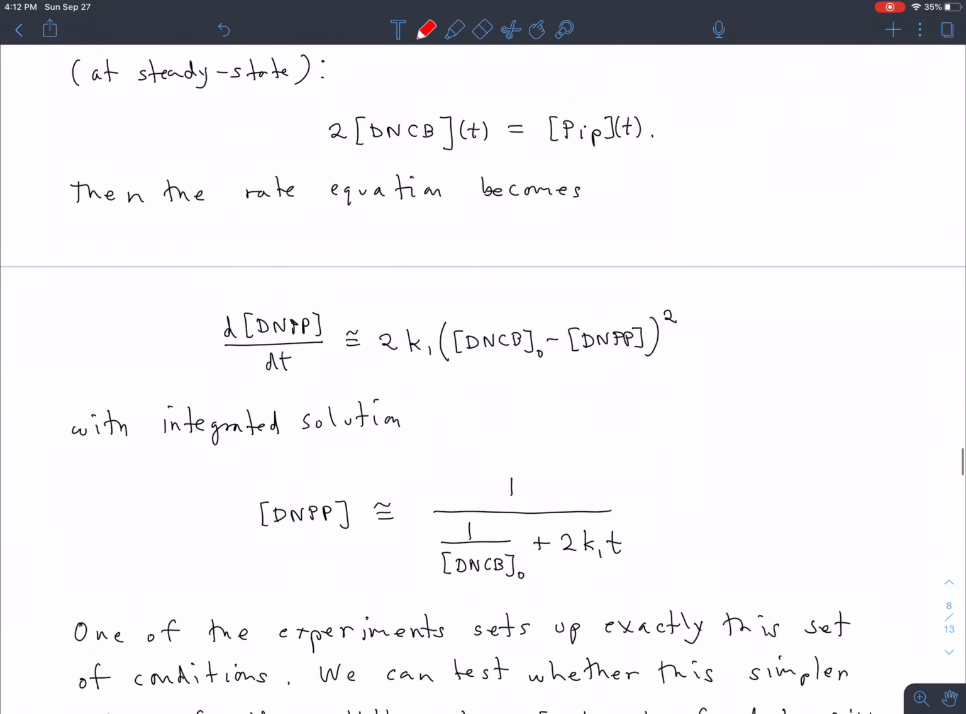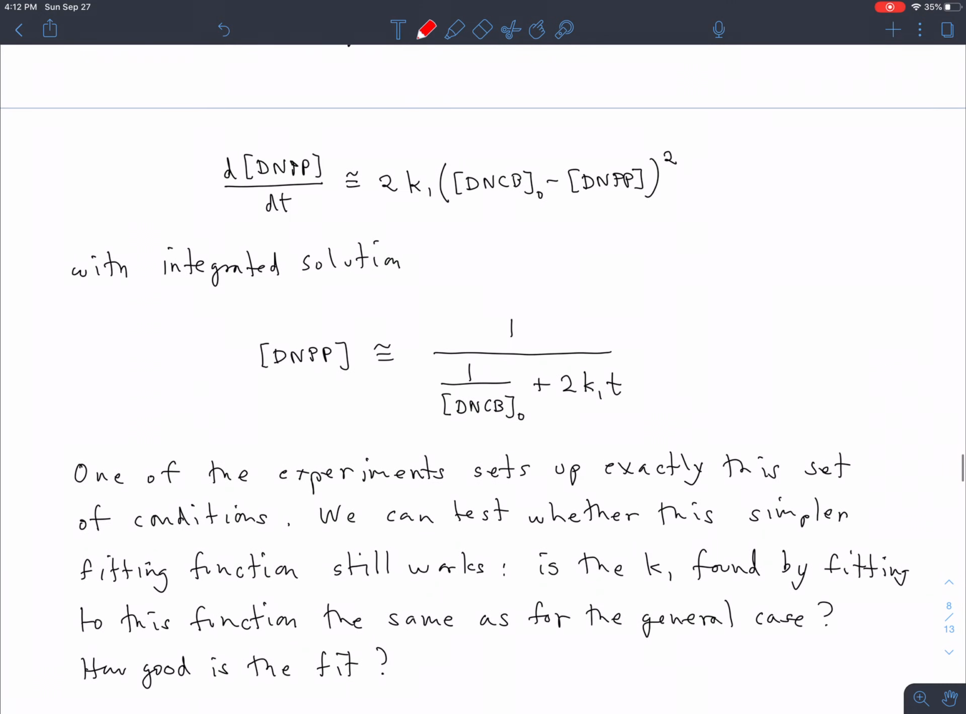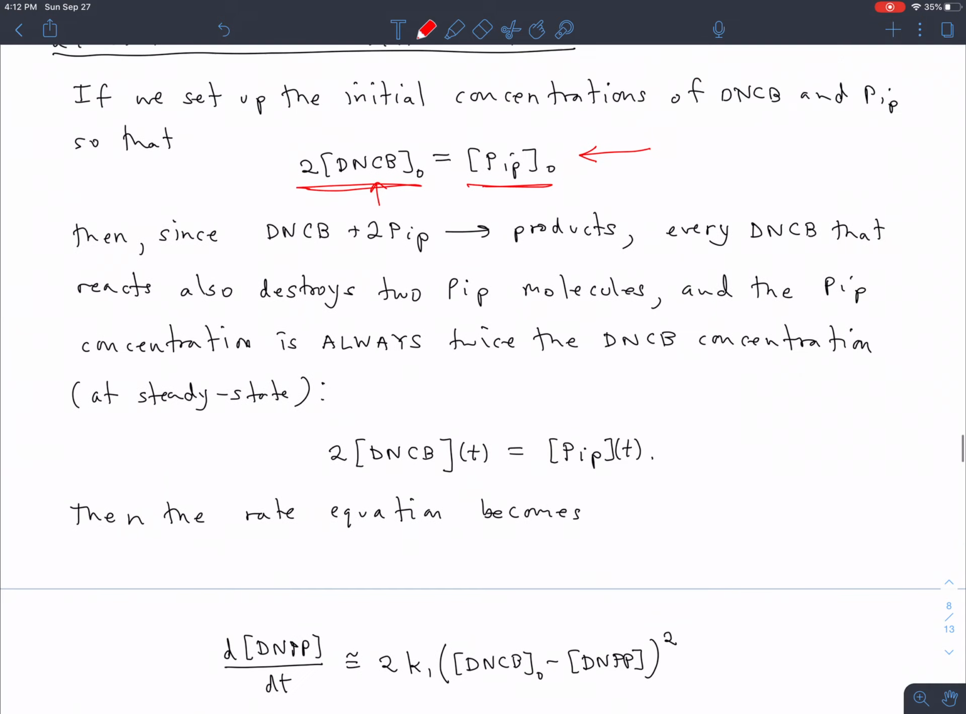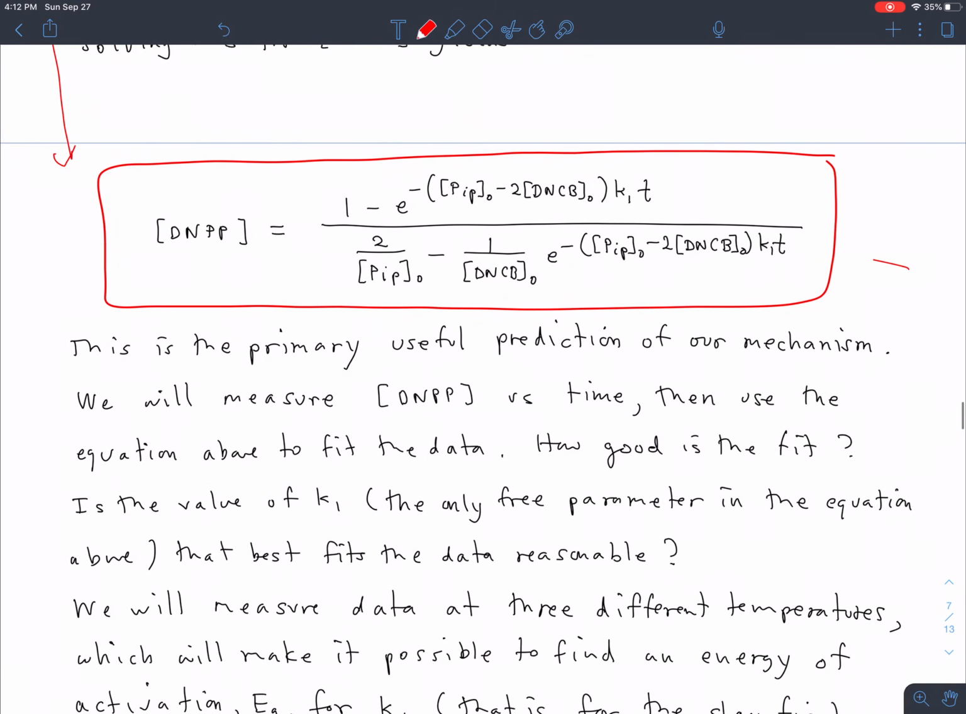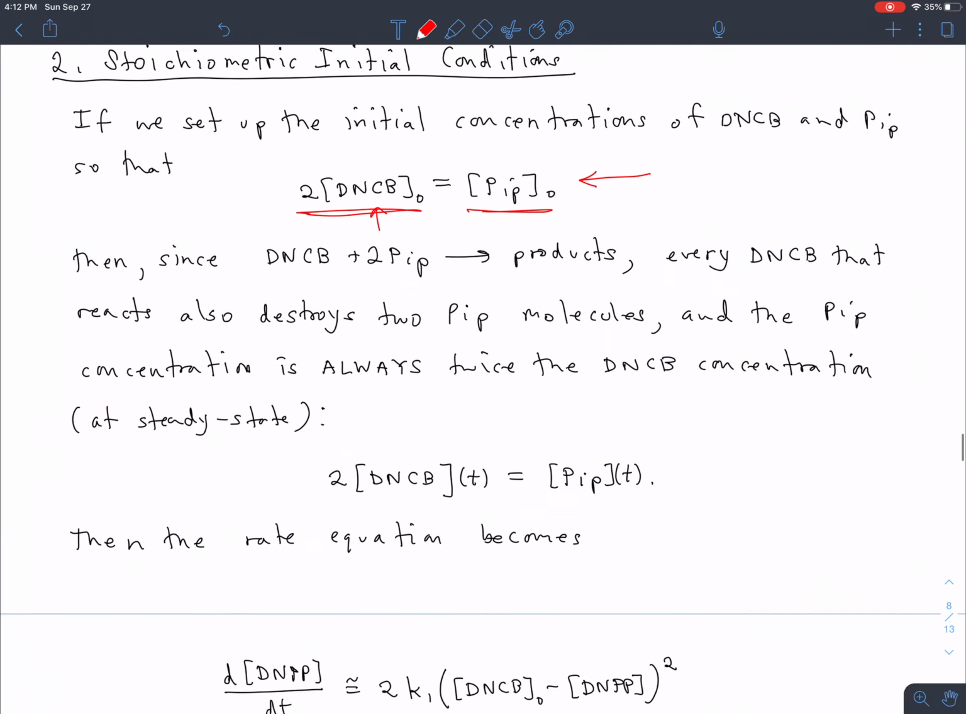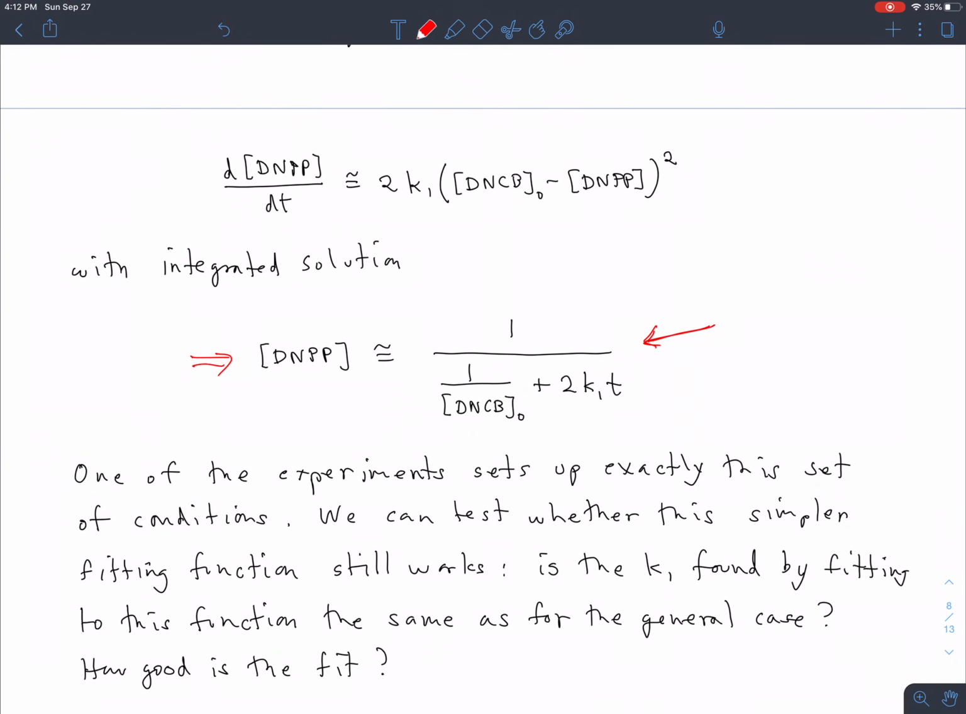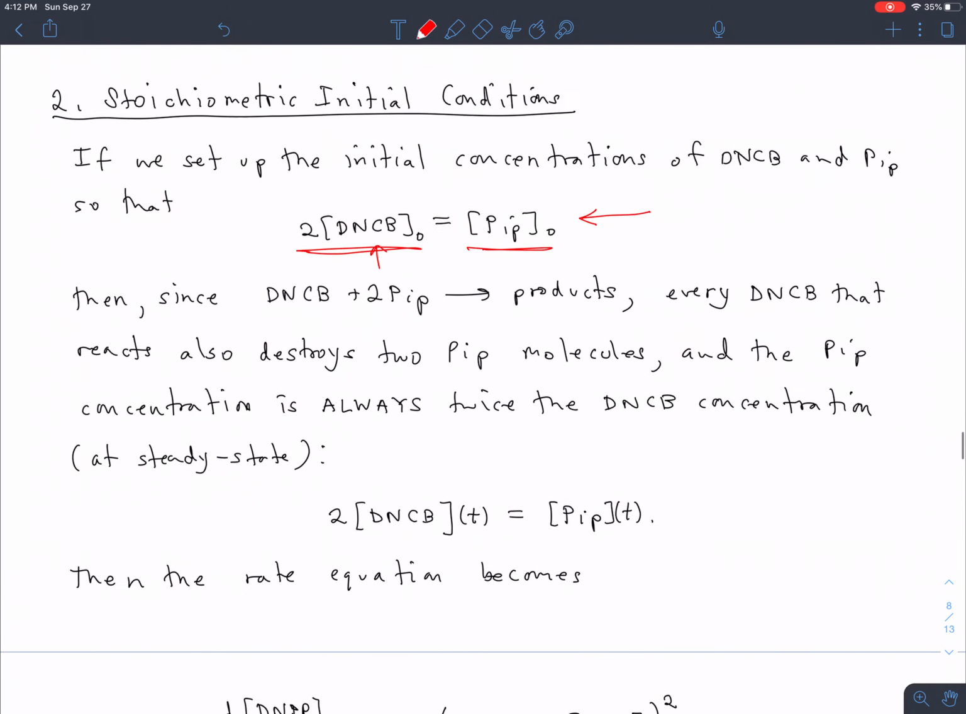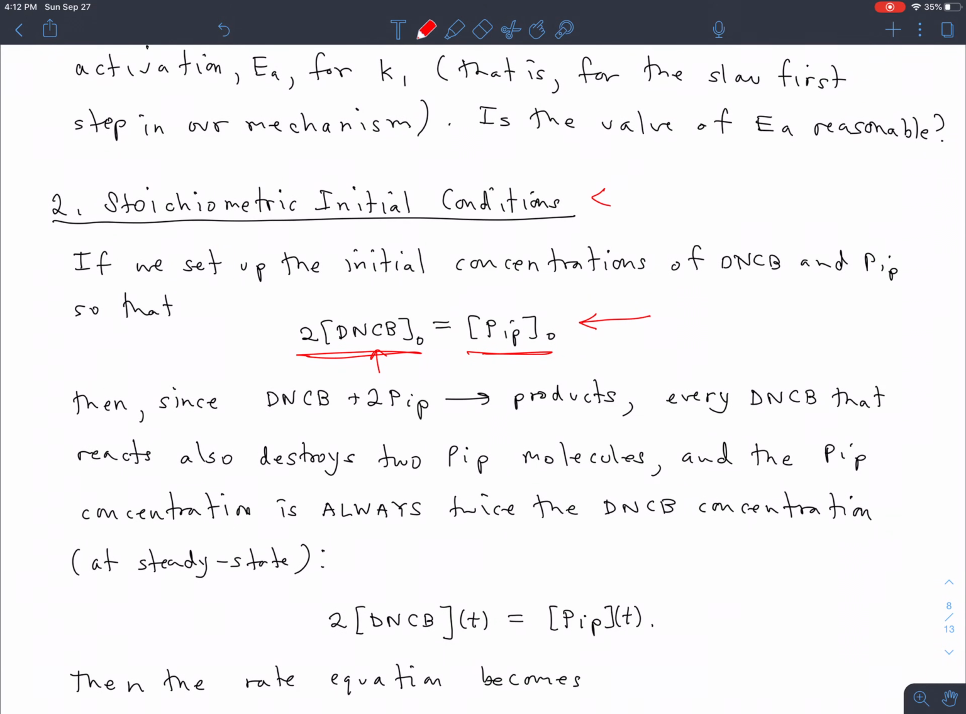And in that case, if we go through this process of solving for the DNPP concentration versus time, we now get a much simpler expression. Our expression up here was pretty complicated, not terrible, but pretty complicated. Down here, it's much simpler. And if everything we've done so far is correct, then this much simpler expression should still fit the data when we're under the stoichiometric initial conditions case.